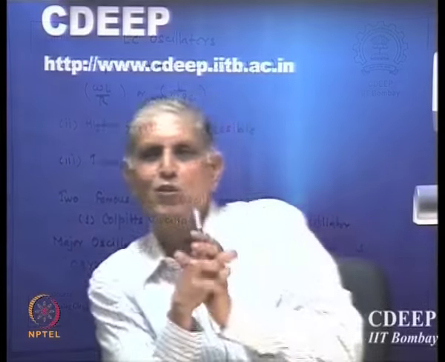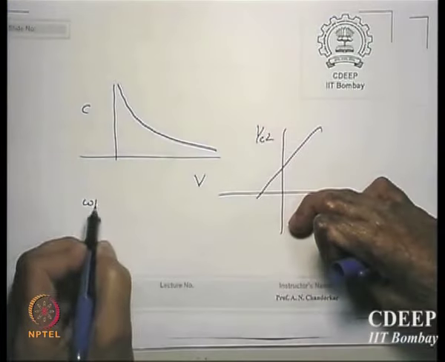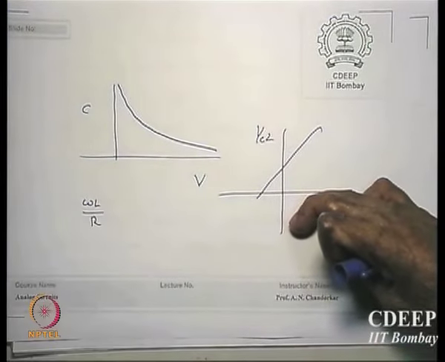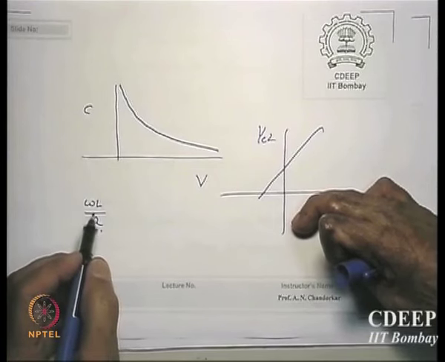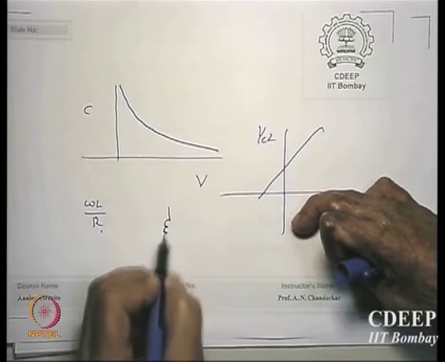What is the meaning of higher Q? What is Q? Quality factor. In terms of maths, what will it be? Omega L by R. R is the series resistance of the inductor. Is that correct? This is something we are saying.